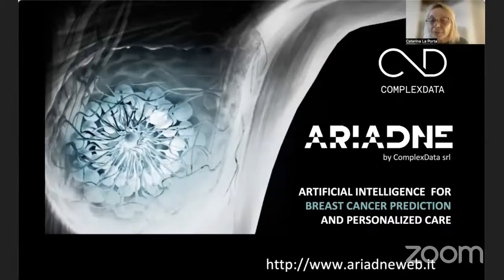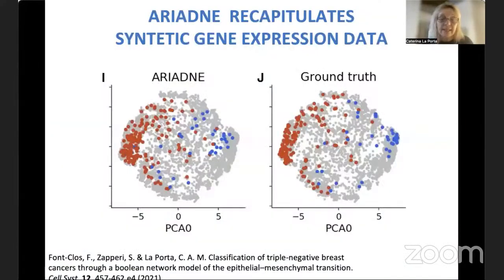So we developed a platform using the EMT transition and also other strategies that are the base. There is also some artificial intelligence for breast cancer prediction, and it is the first platform that is also able to give a personalized strategy. You can see here the website where you can have more technical information, but I can just show you some data that we recently published using this platform to validate it for triple negative breast cancer.